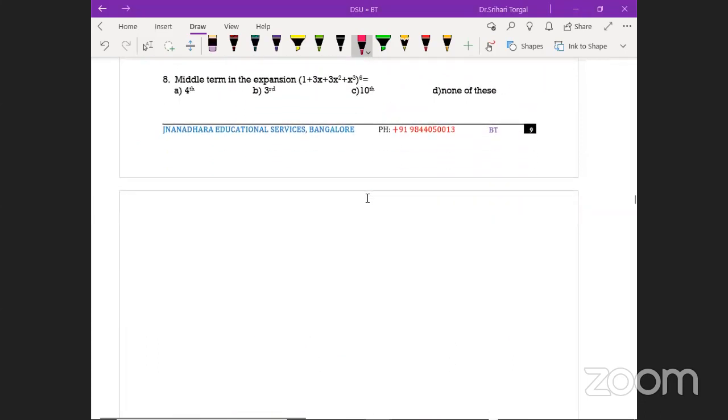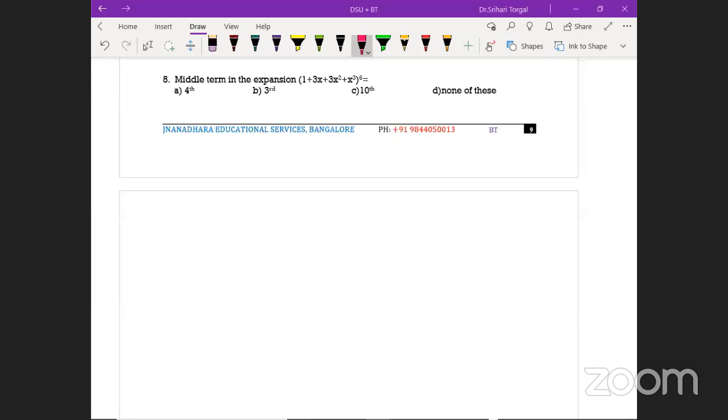Middle term. The middle term in the expansion of, we have studied in the last class, middle term and all, right? Middle term in the expansion of 1 plus 3x plus 3x square plus x cube whole power 6. They are asking which is the middle term. We have to find out the middle term, right?